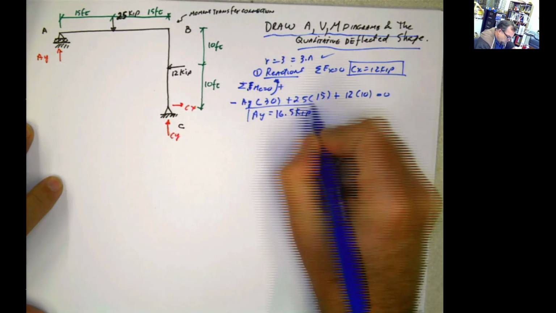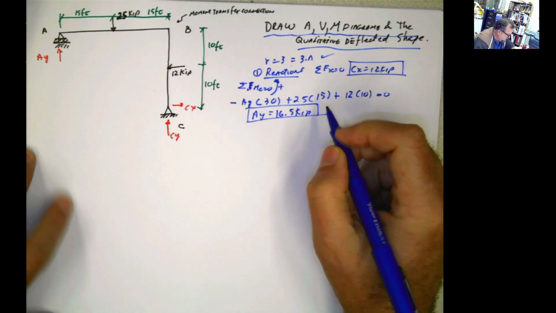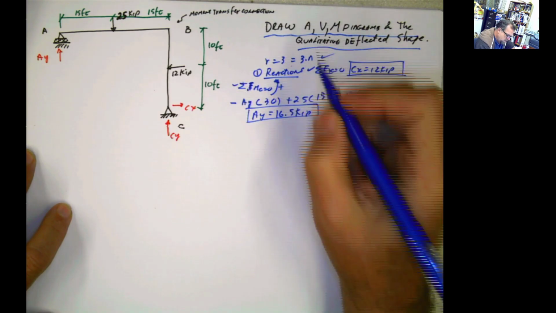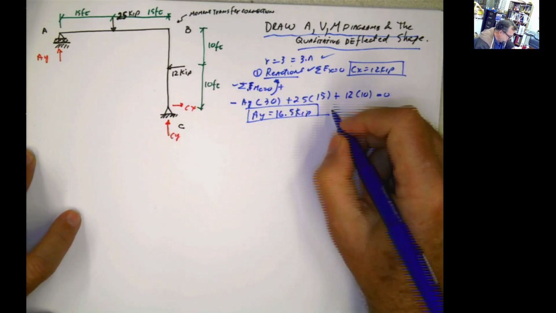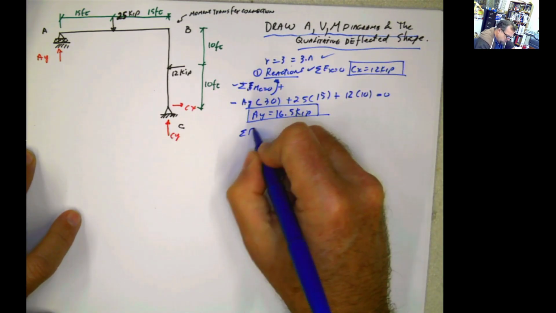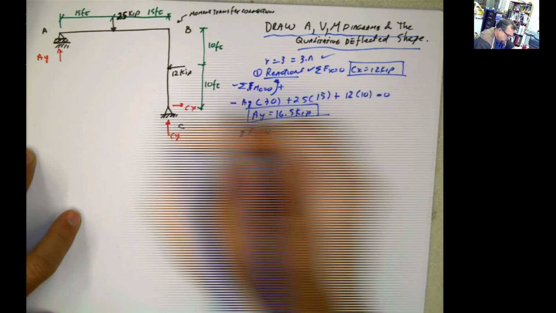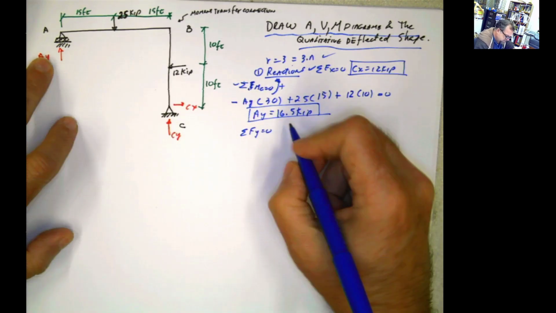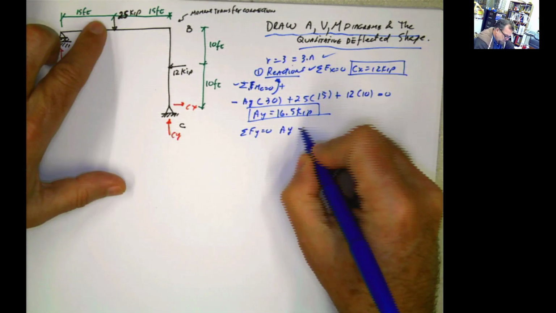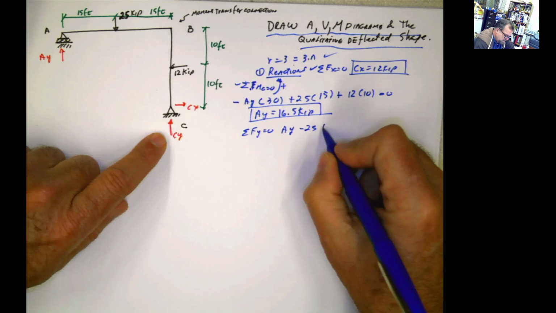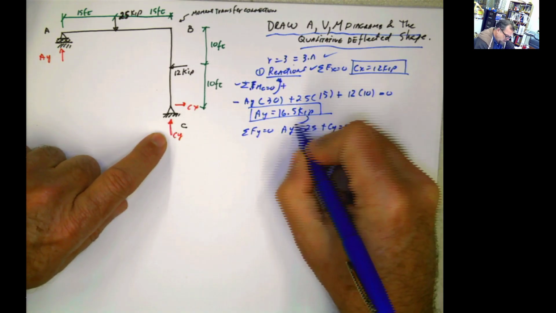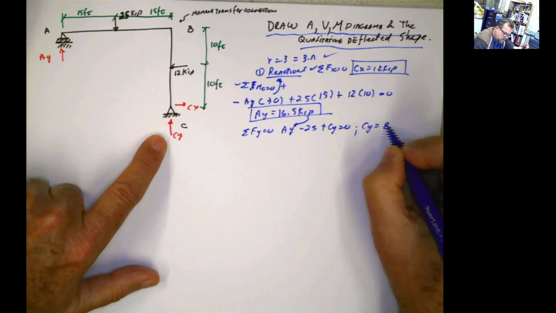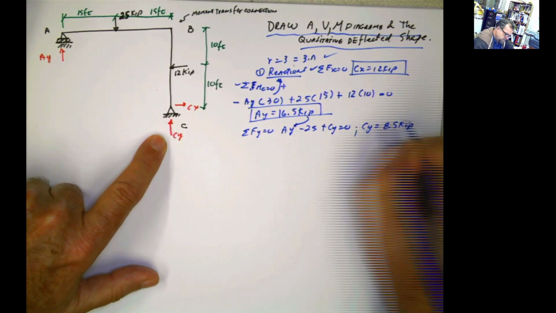Now what do we do? After we have that, we do summation of forces in y equals 0. By doing that, you have Ay minus 25 plus Cy equals 0. Ay is this, and that means that Cy is going to be equal to 8.5 kip. Done.